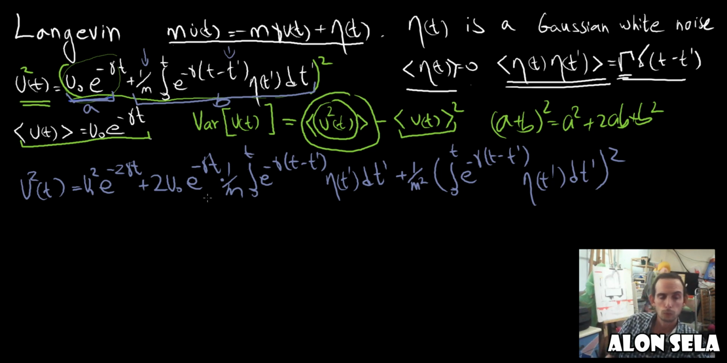So let's take the expectation, because basically we want to calculate the second moment, which involves taking the expectation of this quantity. Note that the expectation is a linear operator, meaning that I can take the expectation of this plus the expectation of this plus the expectation of this. Now this thing right here is a constant. v naught is some initial velocity, and e to the minus 2 gamma t is a constant, and therefore when I take the expectation of this, it will be the expression itself. So v naught squared e to the minus 2 gamma t.